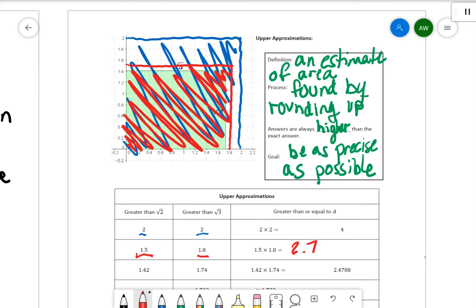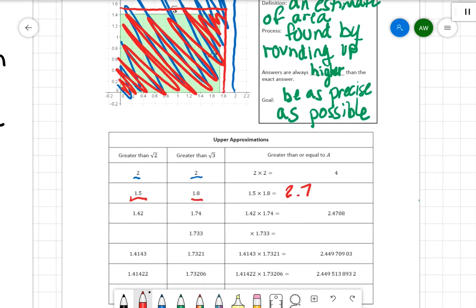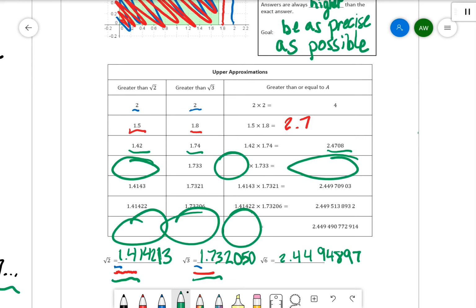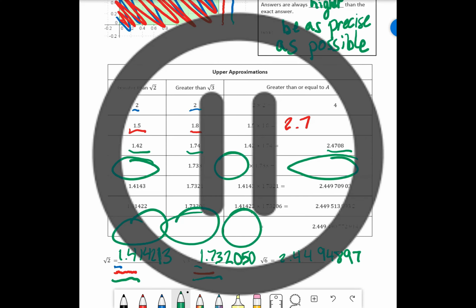Our next one is already done for us. They were using 3 digits. So instead of 1.41, they used 1.42. And instead of 1.73, they used 1.74. And when they multiplied those, they got this answer at the end. All right, take a moment, pause this video, and fill out the empty areas of your chart.